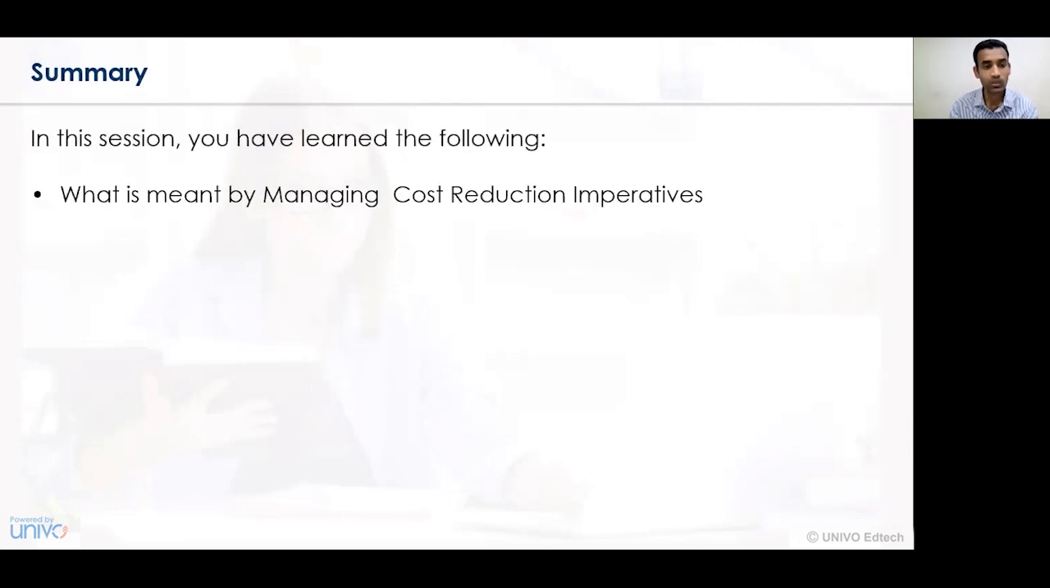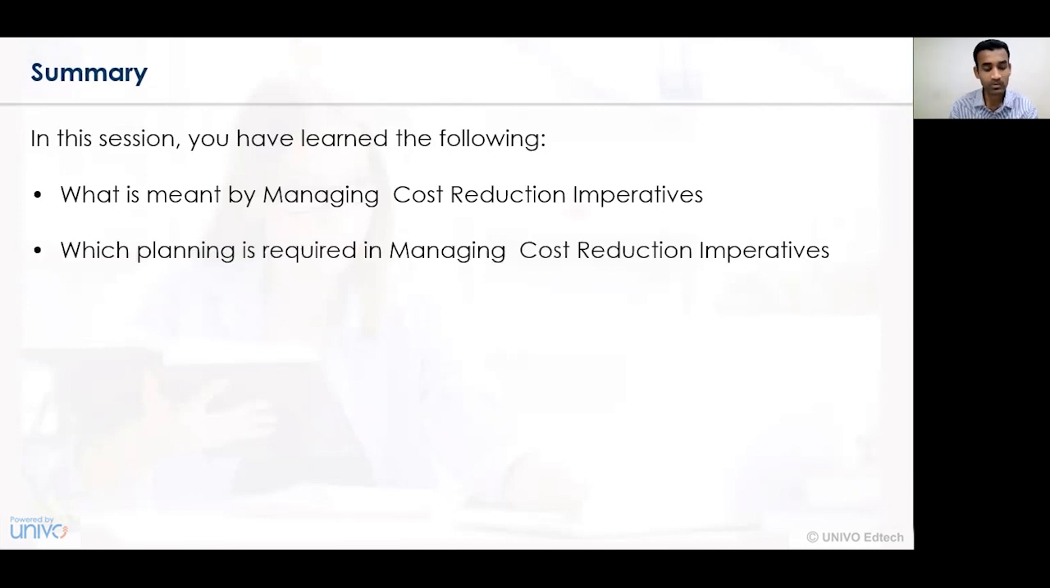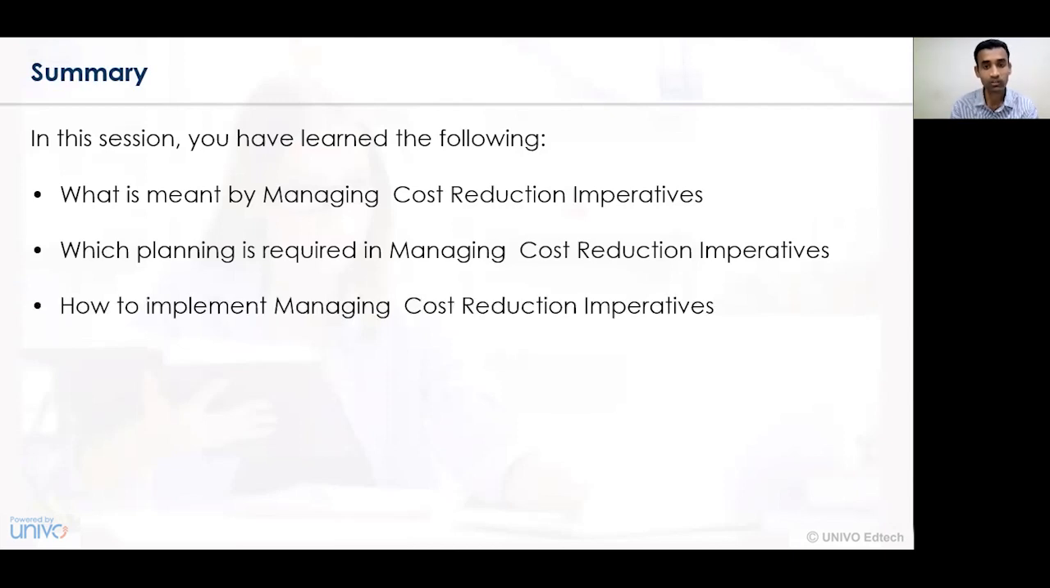Now let's summarize what we have learned in this session. We have understood what we mean by managing the cost reduction imperatives, what planning is required in the management organization for the cost reduction imperatives, and how we implement the management of cost reduction imperatives. I hope you enjoyed the learning in this session.